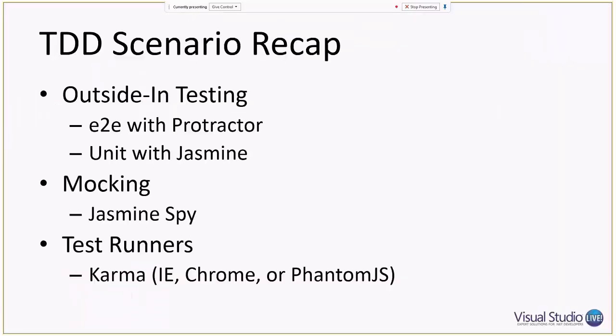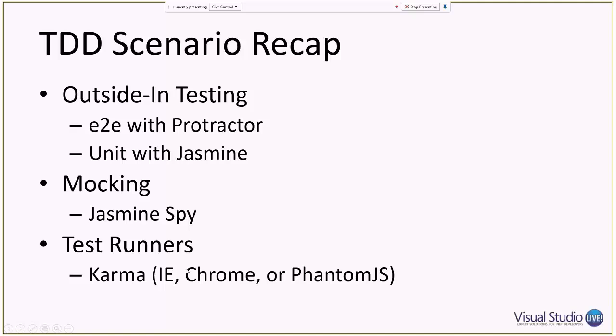Again, just to recap, we use an outside-in testing approach. We're using our end-to-end testing or integration testing with Protractor and our unit testing with Jasmine. Mocking, I didn't show you mocking. I might try to get that in, but you can use a function called Jasmine Spy, which allows you to mock out some functionality. And then the test runner, which we used, which was Karma.